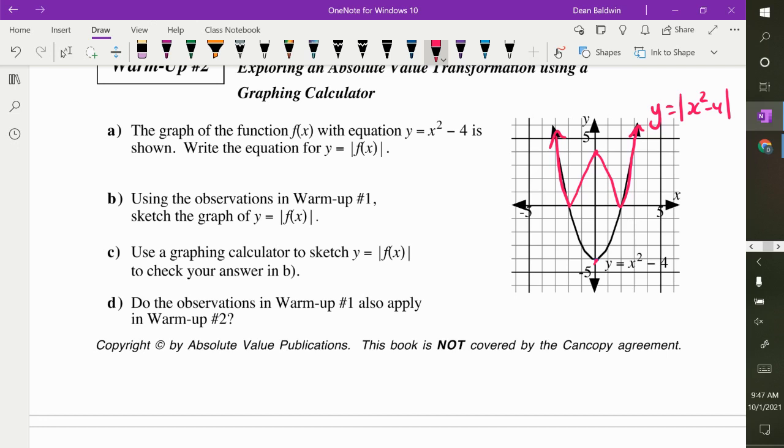Anything that's below there, you flip it up. If it's at -4, it goes to +4. If it's at -5, it goes to +5. All right, we ready for the next page?